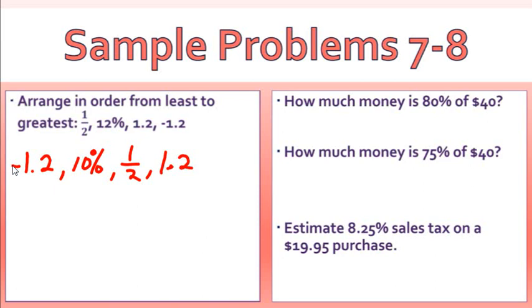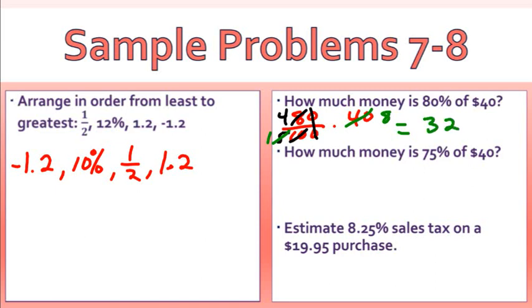Then, how much money is 80% of 40? 80% of 40, I can do 80 over 100 of 40. I can simplify here. I can divide 10 out of 80 and 100. I can divide 2 out of 8, and that gives me 4. 10 divided by 2 is 5. And then I can simplify the 5. Divide a 5 out and get 1. 40 divided by 5 is 8. So I would have 4 times 8, which is 32.